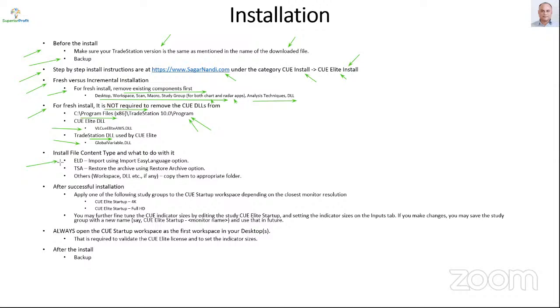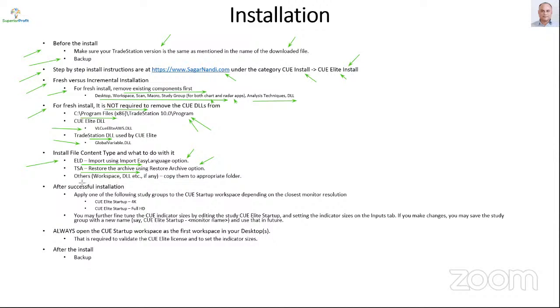Now, I showed that when I downloaded, it downloaded two compressed files, one for QElite, one for QElite 2. What to do with the content of those compressed files? If it contains an ELD, that is an EasyLanguage file, then import it using the Import EasyLanguage option. This option is under the File menu of TraceStation. If it contains a TraceStation archive, a TSA file, then import it using the Restore Archive option. The backup, restore archive option is also under the File menu in TraceStation.